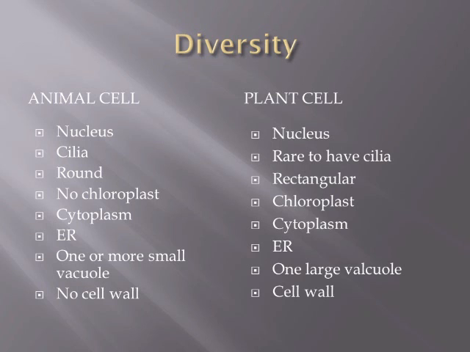They both have cytoplasm. They both have ER. Animal cells have one or more small vacuoles, and plant cells have one large vacuole. Animal cells have no cell wall. Plant cells have a cell wall.